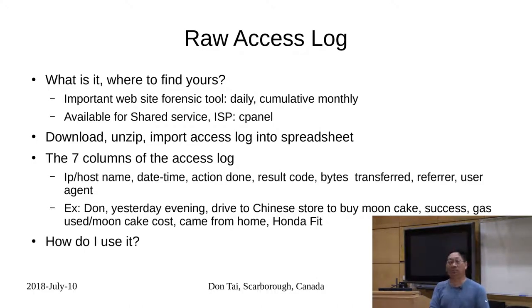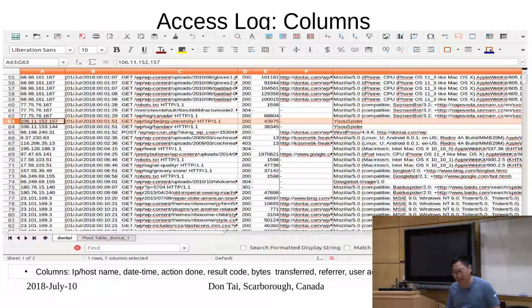The raw access log is available for everybody. It's really simple to use. You just download it, unzip it, put it into Calc, and it's pretty nice and simple. So let's see if you can read this. Oh my gosh, it's a little blurry. Okay, we'll go column by column.